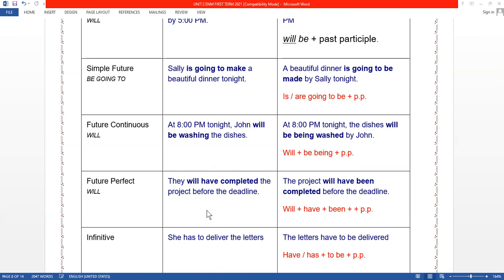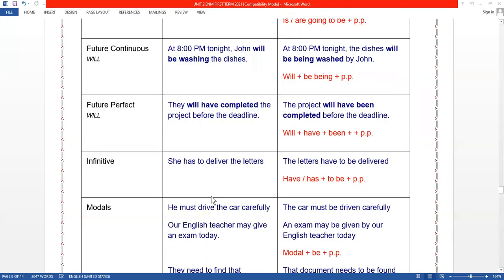Again, they will have completed the project before the deadline. Passive: the project will have been completed before the deadline. The rule for the future perfect: will have been plus past participle. Infinitive, if the sentence has an infinitive like she has to deliver the letters. The passive: the letters have to be delivered by her. The rule for the passive is have or has plus to be plus past participle.